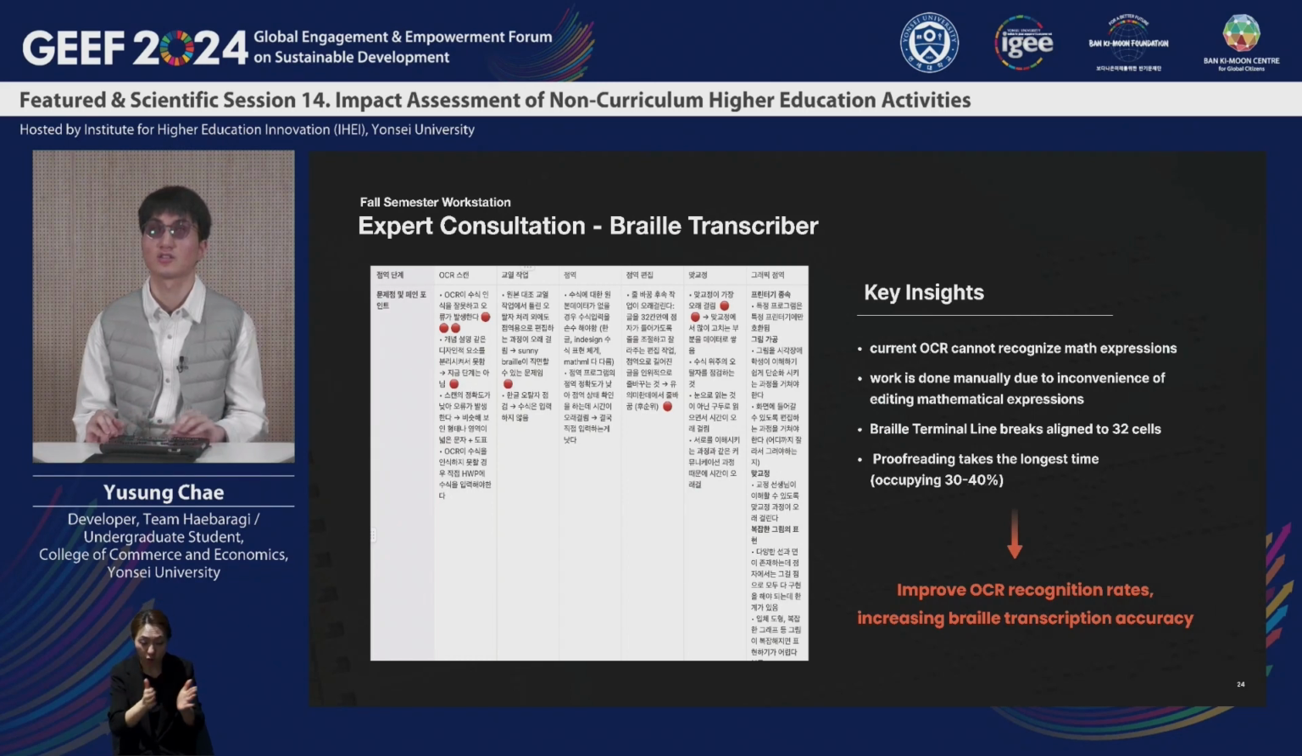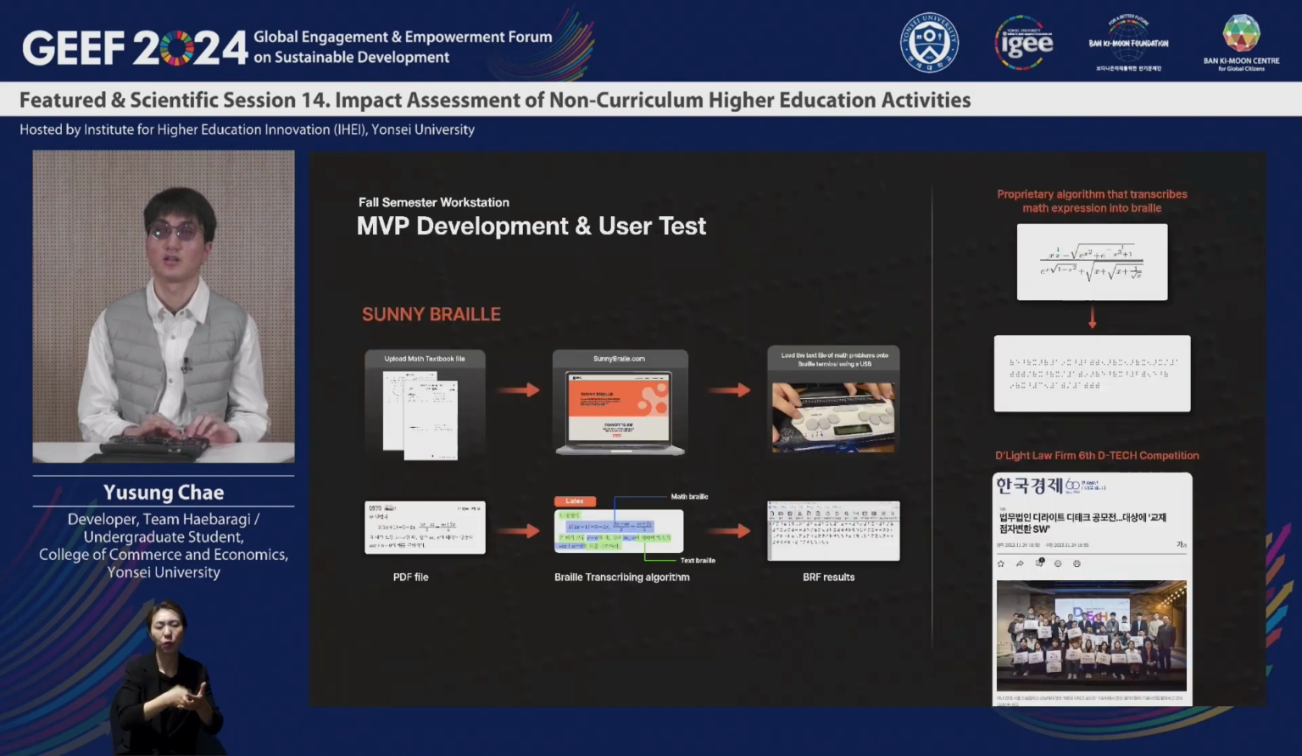Among them, we selected 5 issues that we wanted to focus on, so we decided that what was important to consider when developing Sunny Braille were the 5 points that we will be focusing on. First, we need to improve the recognition rate of text containing equations and accurately incorporate the results back into textbooks. And as a result, we successfully developed Sunny Braille.